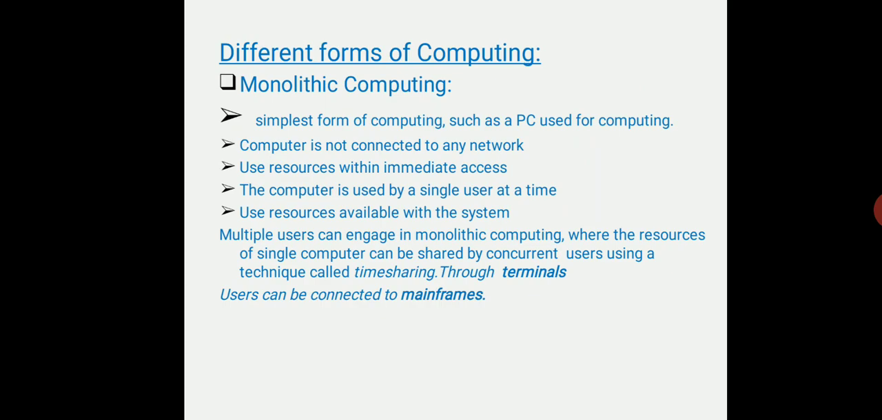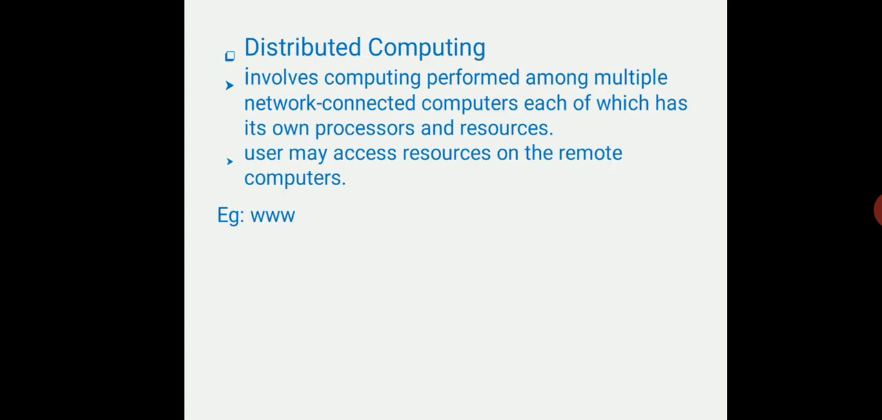There is one more form of computing, that is distributed computing. Already you know what is distributed computing. Distributed computing involves computing performed among multiple network connected computers, each of which has its own processor and other resources. So in distributed computing, computers are interconnected, and the resources can be shared among interconnected computers. For example, they are giving an example of a local computer using a remote computer. So how can a local computer use a remote computer?